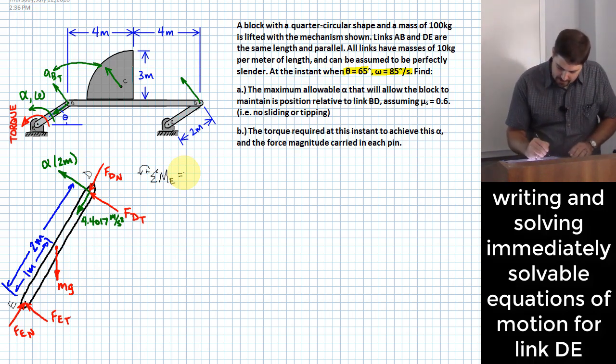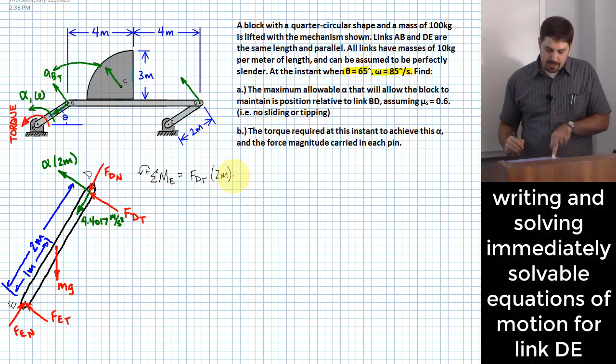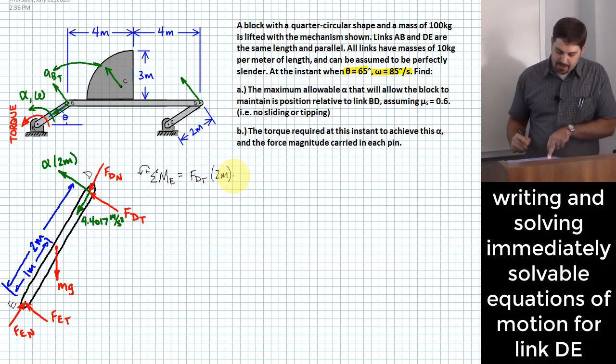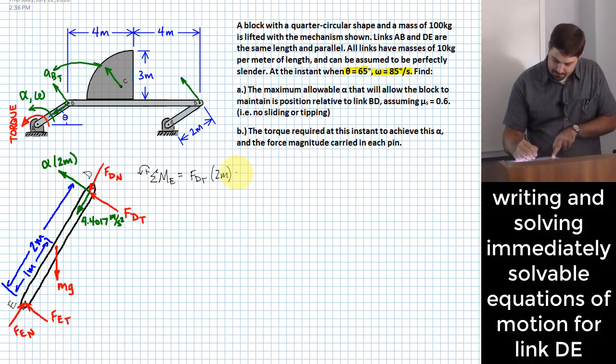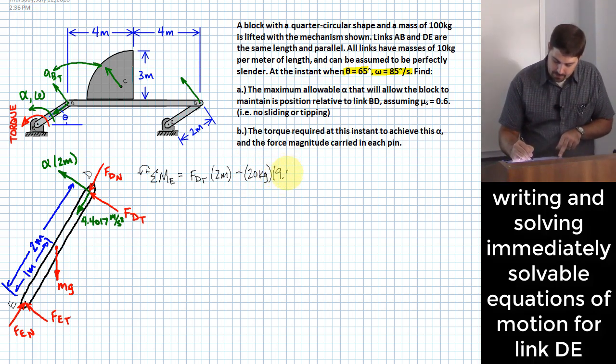So summing moments here, I've got FDT multiplied by 2 meters. FDN isn't in there, FEN isn't in there, FET isn't in there. Weight is in there, right? Clockwise, the mass is 20 kilograms, gravity is 9.81 meters per second squared.